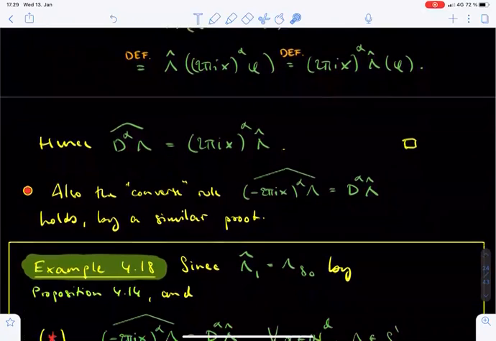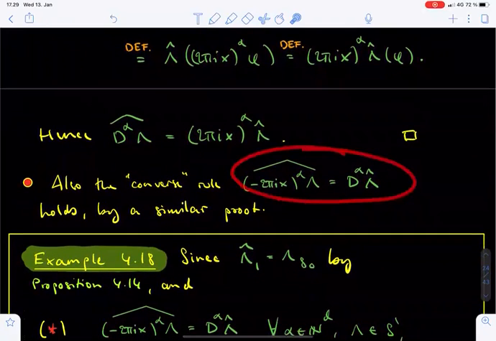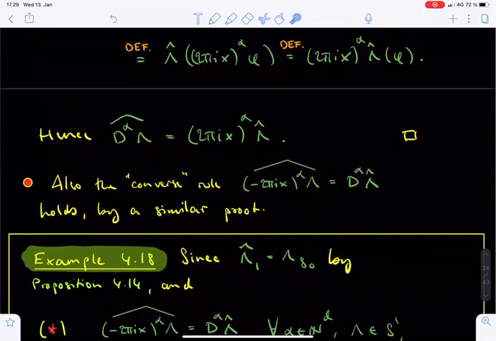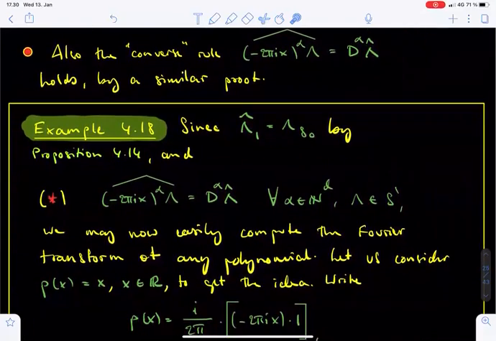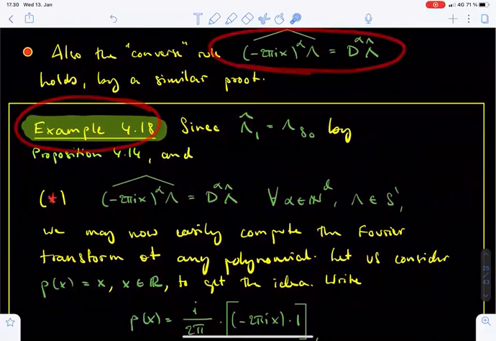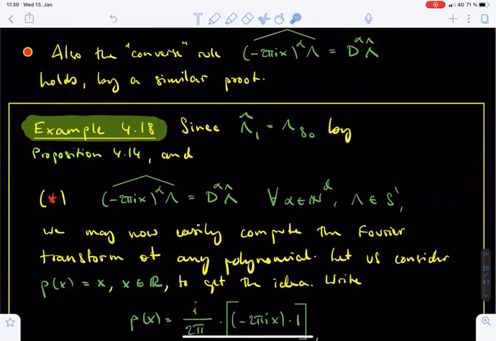At this point, you can probably believe that also the dual formula holds. Namely, if alpha is a multi-index, then the Fourier transform of (minus 2 pi ix) to the power alpha times lambda equals d alpha of hat lambda. The proof of this formula is completely analogous to the previous argument, and we leave it as an exercise. In the next example, example 4.18, we use this formula to calculate the Fourier transforms of polynomials.